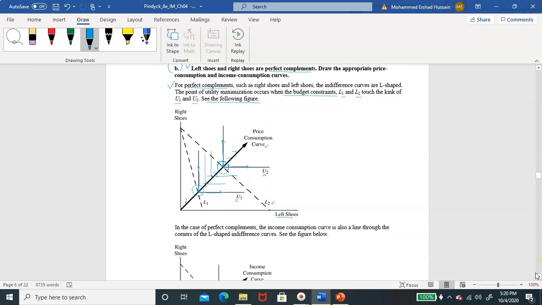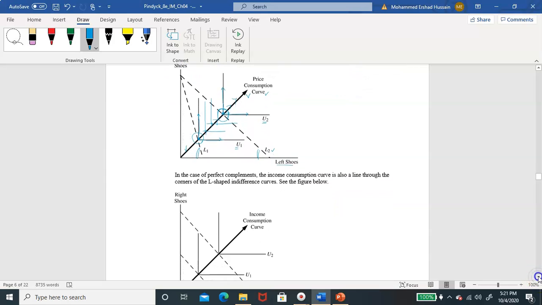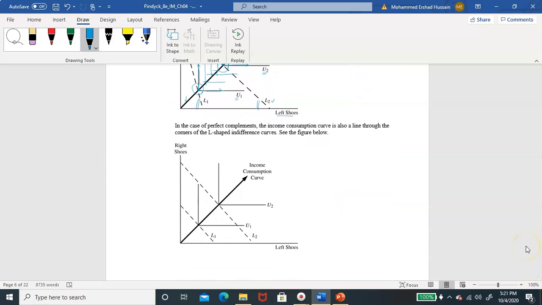As a result, what happened? That dark line is the price consumption curve. As the budget line shifts from L1 to L2, as the price ratio is changing, the price consumption curve will also change. On the other hand, what do we have here? In the case of perfect complements, right? The income consumption curve is also a line through the corners of the L-shaped indifference curves. See the figure below.